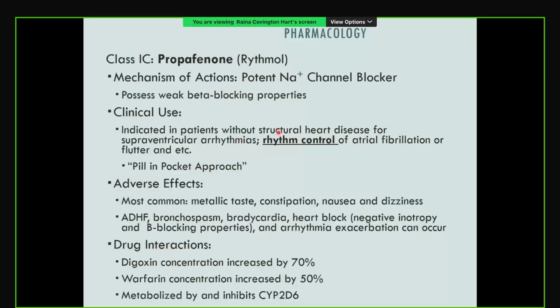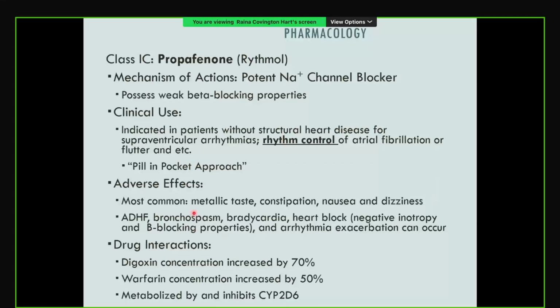So again, your patients who don't have any structural heart disease, and then supraventricular arrhythmias is what we're looking at. So AFib, A-flutter, right? Supraventricular, so things that are in your atrium. Pill in the pocket approach still because we're in our 1C.